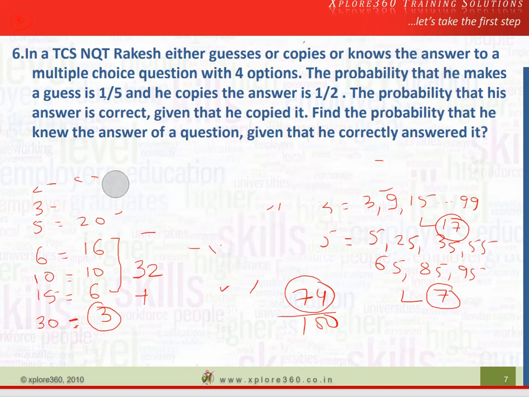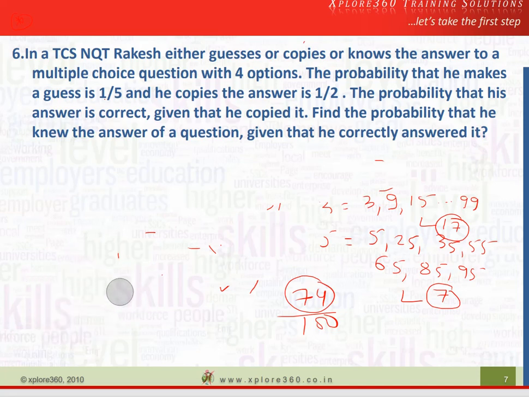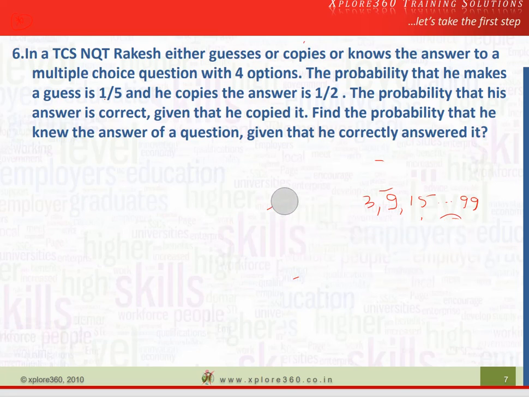See, in probability, you are going to get binomial theorem questions as well as Bayes theorem questions. And this question is from Bayes theorem. Two years earlier, TCS used to ask a lot of questions from Bayes theorem as well as binomial theorem. Maybe in coming papers you may get some questions from Bayes theorem and binomial theorem.